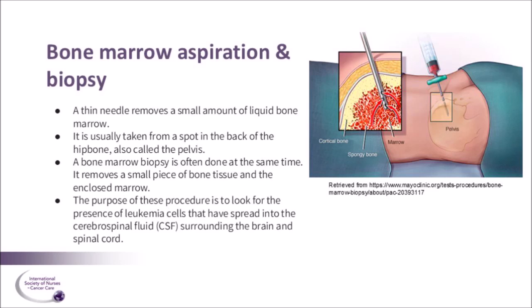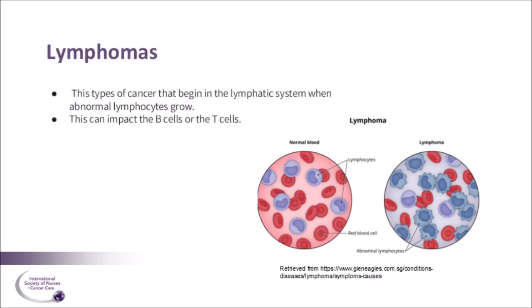It is essential for diagnosing and understanding the spread of leukemia cells that have spread into the cerebrospinal fluid surrounding the brain and spinal cord. Usually the patient may feel a little pain and needs complete bed rest for several hours to observe the wound condition. Lymphoma is a cancer of the lymphatic system.